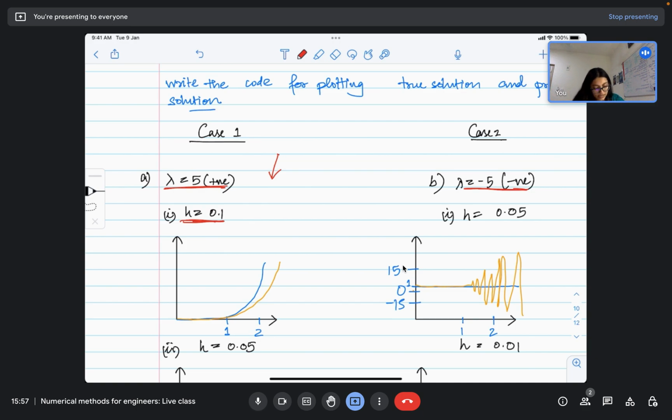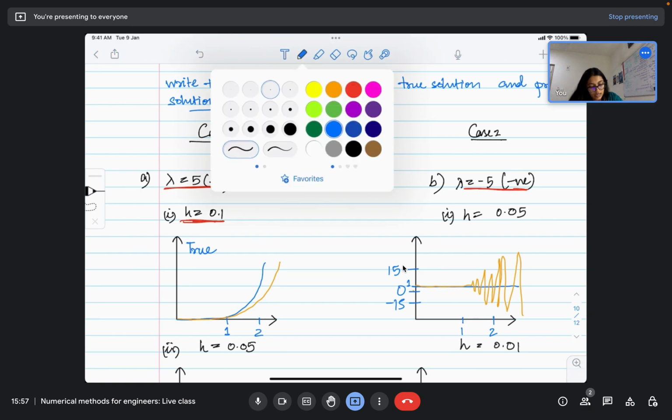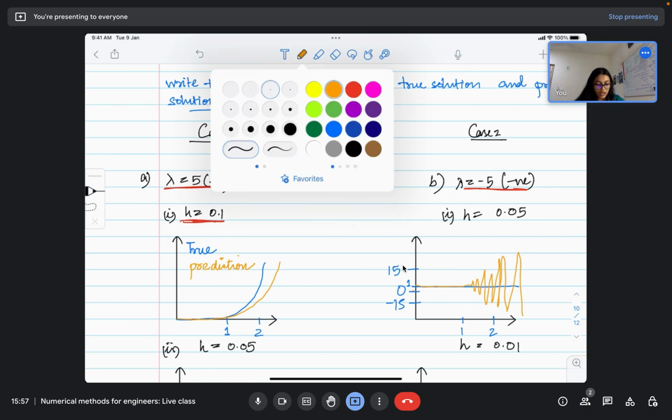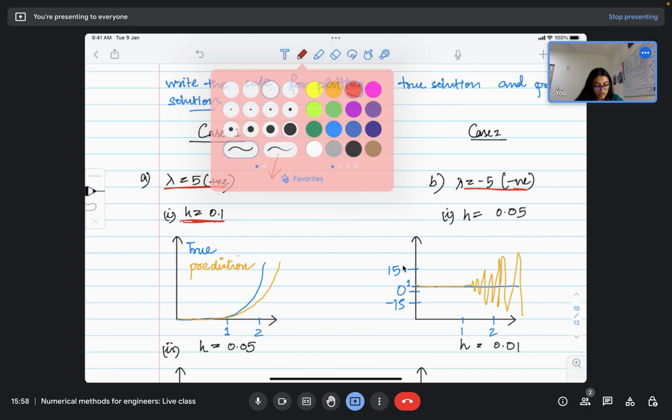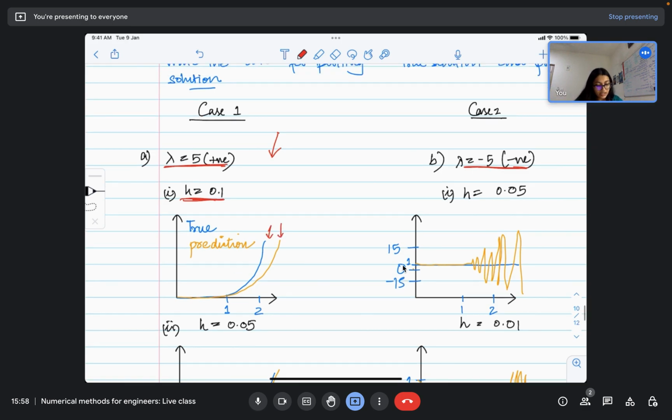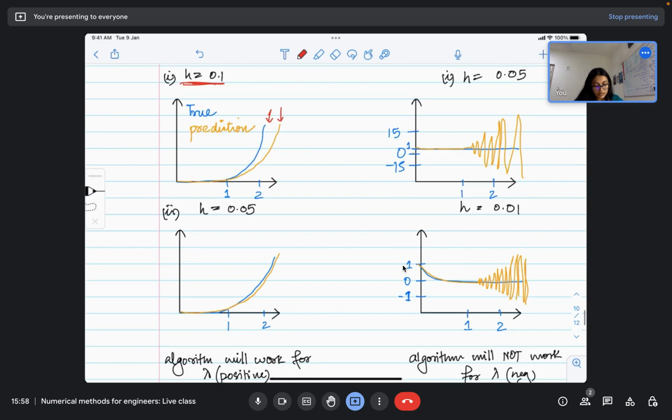0.1. In this case, the blue one is your true solution and the orange one is the predicted solution, by whichever technique you've used for computing the solution for the ODE IVP. If you see this case, it mostly follows the trend of the actual y value, but it is slightly different, right? Because of the time step.